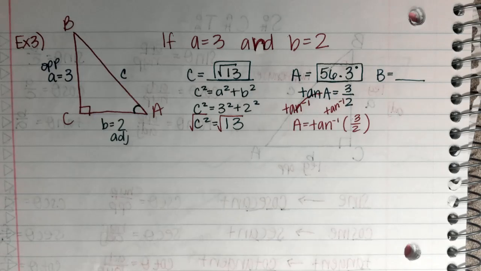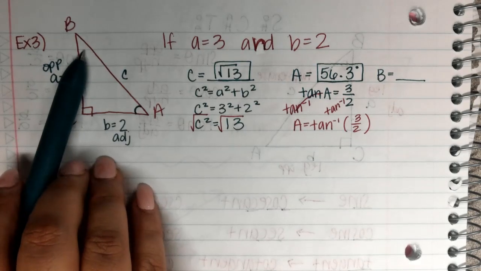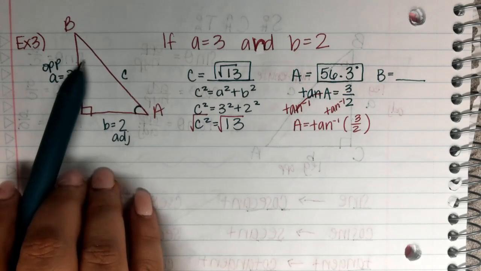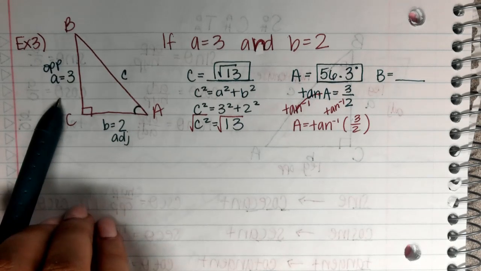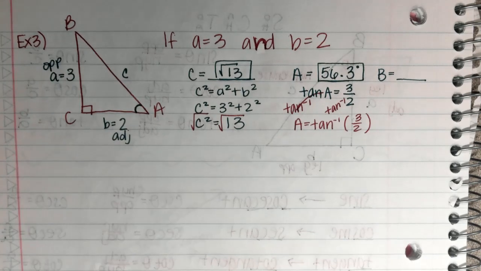How would I find angle B? How would I find this angle B up here? What's one thing I could do? Say it louder. Could I do the same thing, tangent, except this time opposite would be 2, adjacent would be 3? Sure, same thing. Could I do something else? Yeah, if I have 2 of the angles, can I find the third one easily? Both of those ways work.